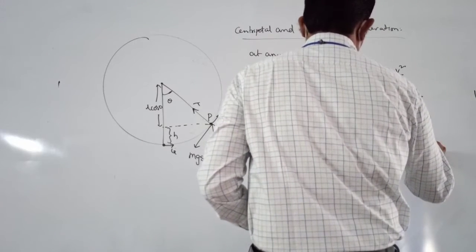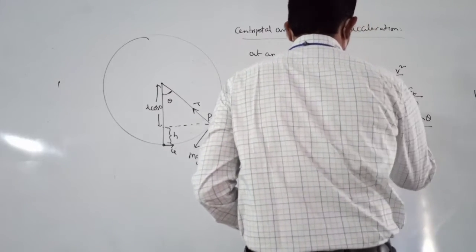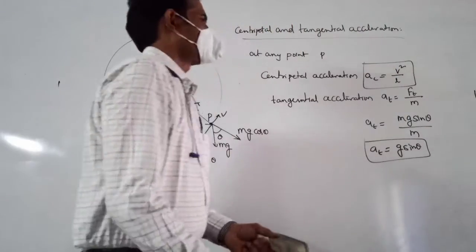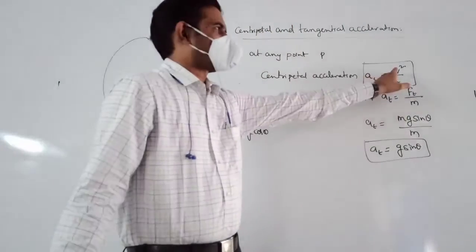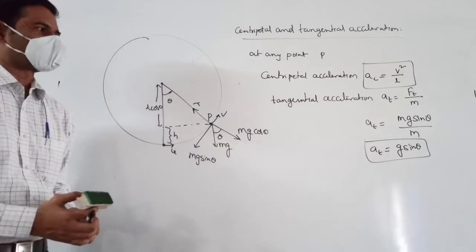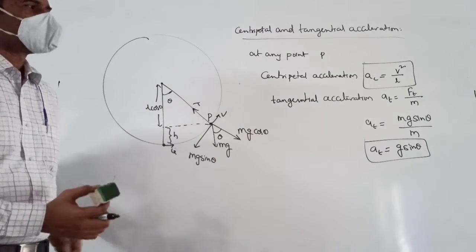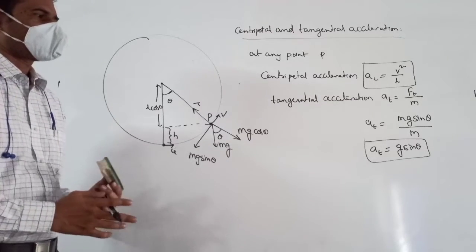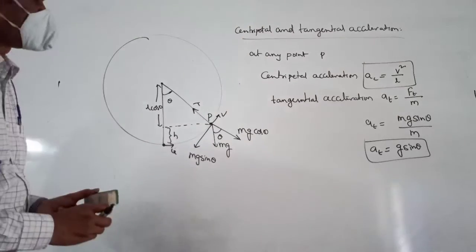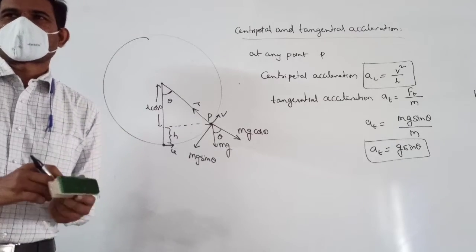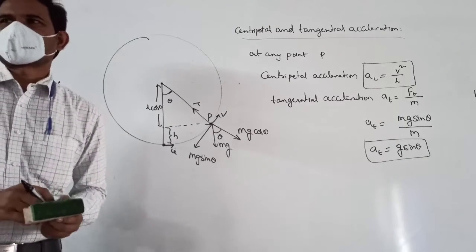Remember that v is the velocity at that point, and we need to find the centripetal force there, so at that point we need to write that. Now if I ask, at the lowest point, what is the tangential acceleration? Zero. That means the theta value we need to substitute as 0.